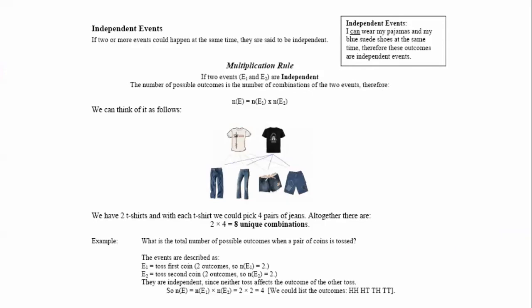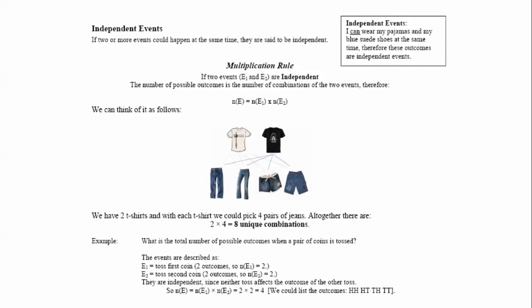Now this is fundamentally different from independent events. Independent events could happen at the same time. For example, I can wear my pajamas and my blue suede shoes at the same time. Therefore, these events are independent. When events are independent, we use the multiplication rule if we want to know the probability of those 2 events occurring simultaneously. So I've put a visualization here that shows that I have in my closet 2 different shirts, and I have also 4 pairs of pants.